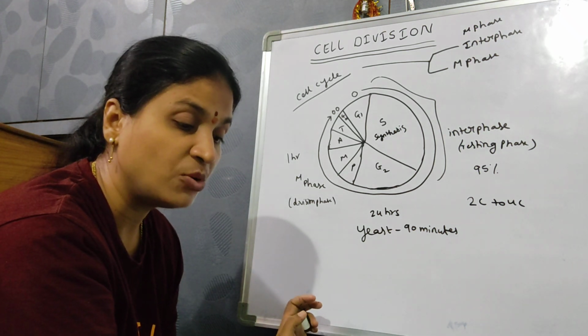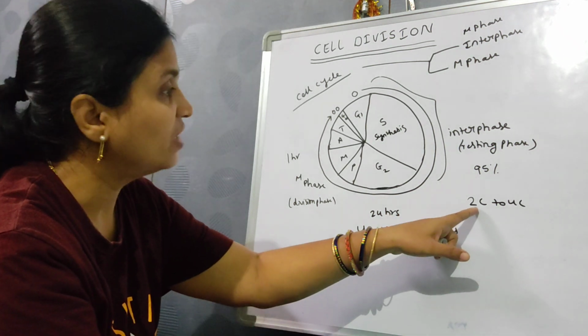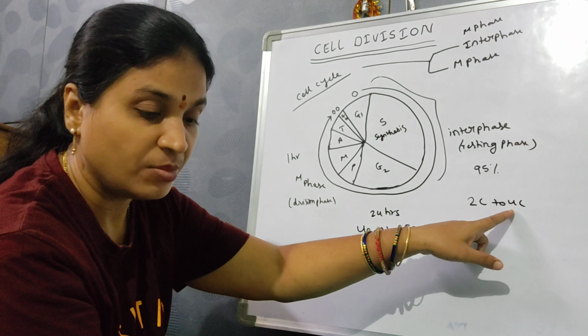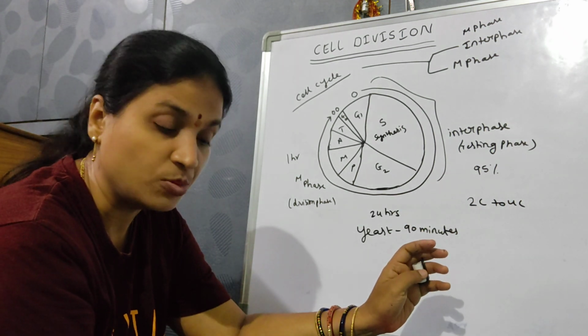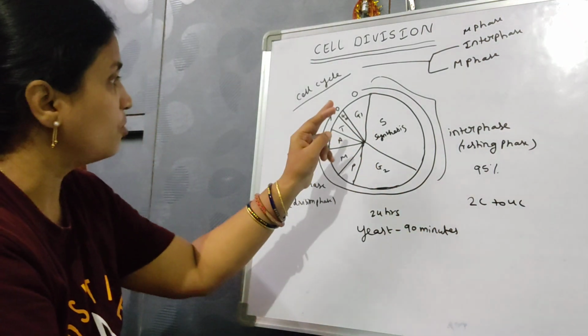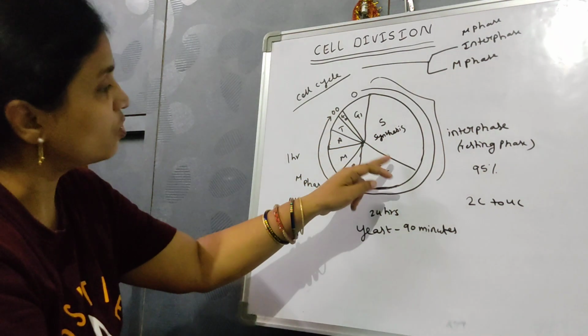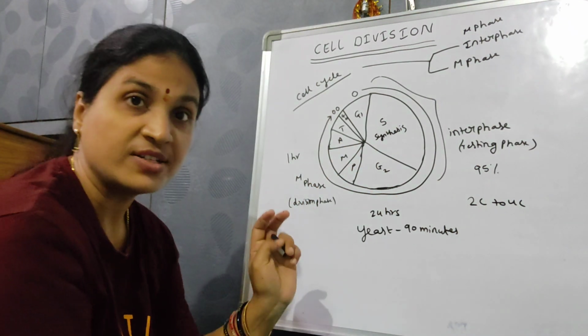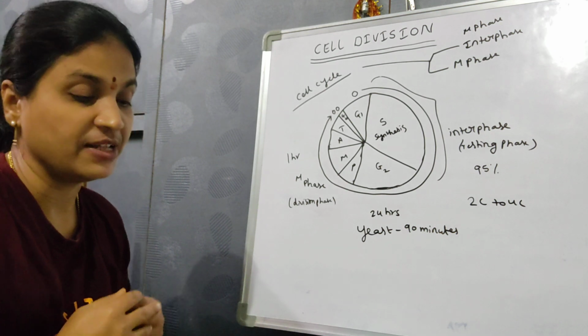That is, if the initial amount of DNA is denoted as 2C, then at the end of the S phase it will become 4C. That means there is no increase in the chromosome number. If the cell is diploid in G1 phase, then after the completion of S phase also, it will be diploid. No increase in chromosome, but only the DNA replication takes place. That clarity should be there.